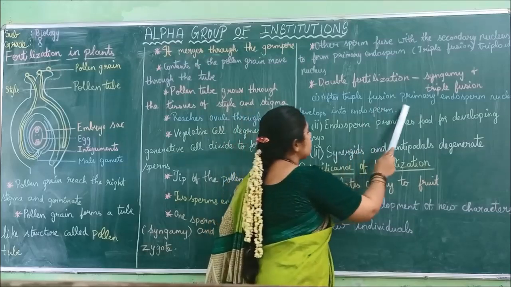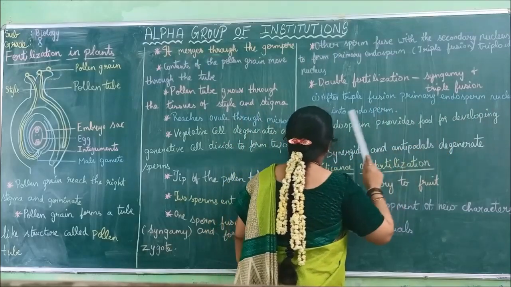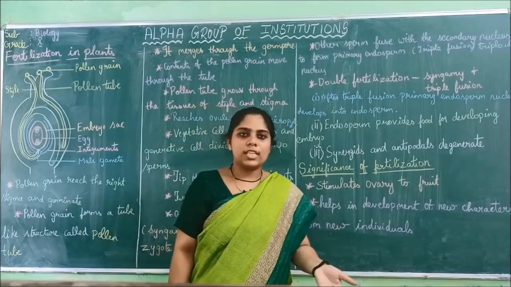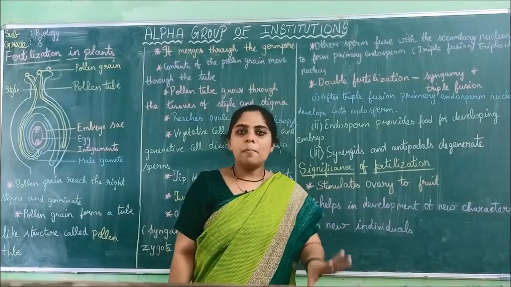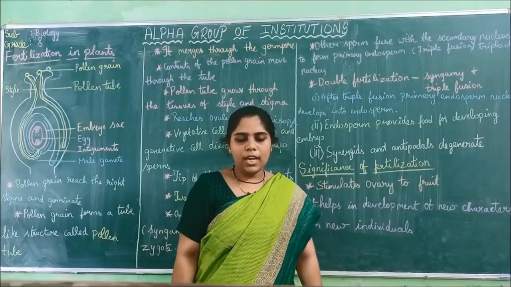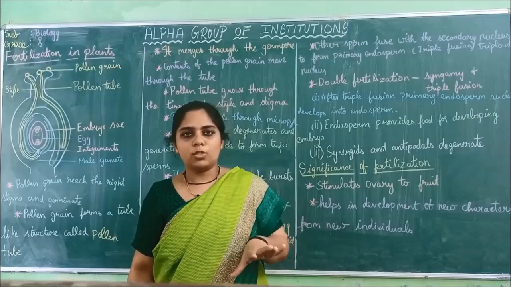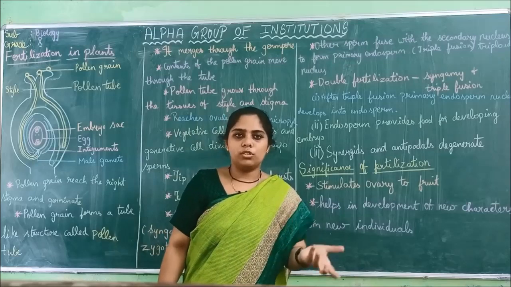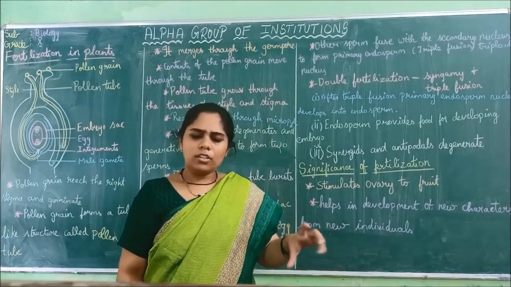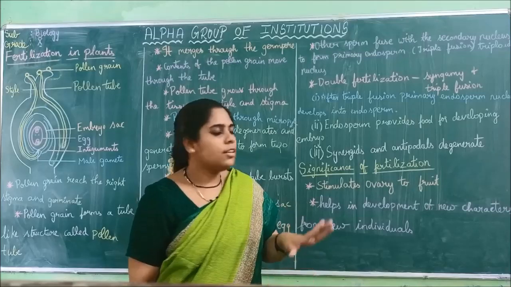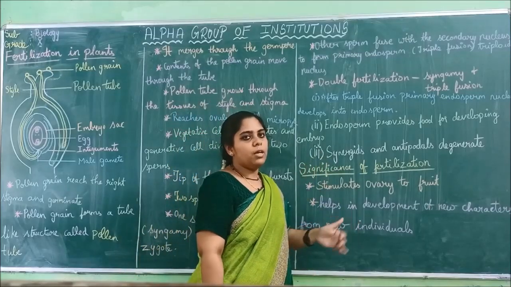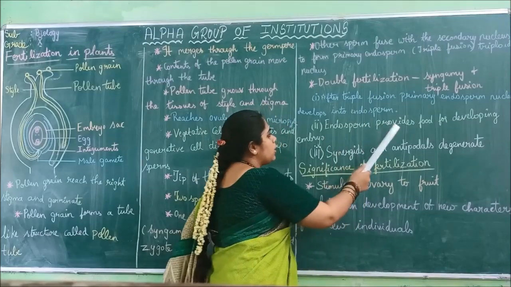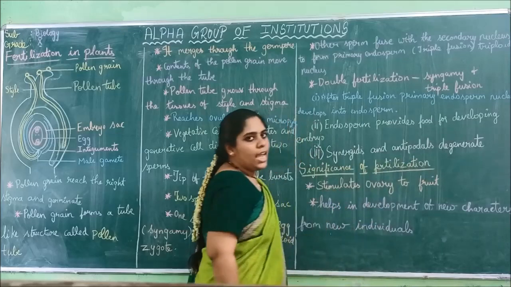After the triple fusion, the primary endosperm nucleus develops into the endosperm. After the fusion with the secondary nucleus, it forms a primary endosperm. That primary endosperm later on forms the endosperm. What is endosperm in the seed? The endosperm only gives nutrition to the seed. So in all the seeds, the endosperm will be present. From the primary endosperm, it develops as endosperm. Then the endosperm only provides food for the developing embryo.